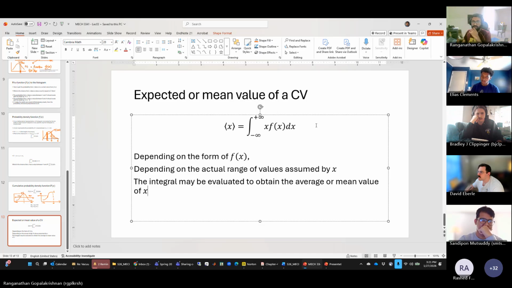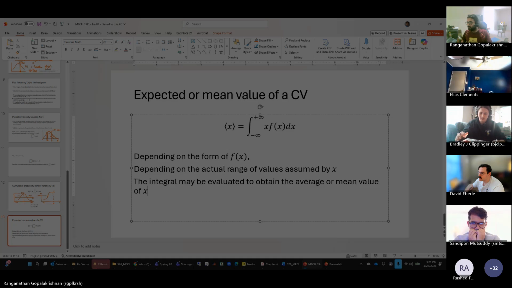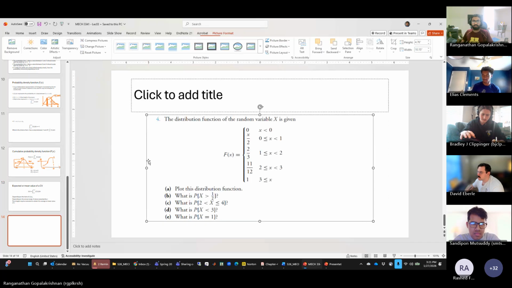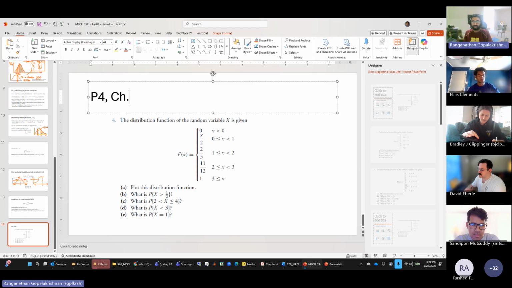Okay. Now let me pick an example. All right, this is, I think, a fairly easy example to start with. Problem 4 from the text, chapter 4, page 131. Problem 4. I'll copy paste the problem here.